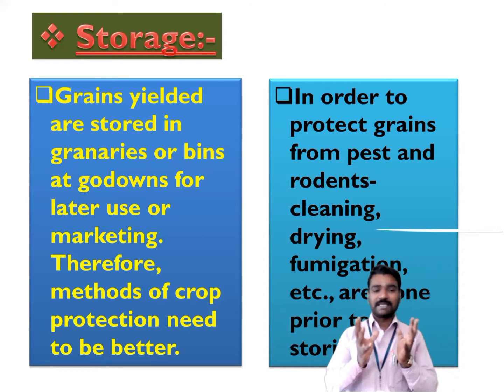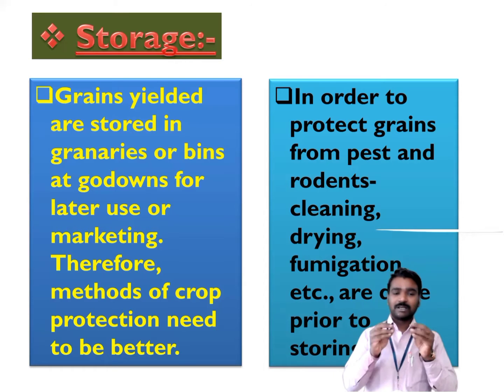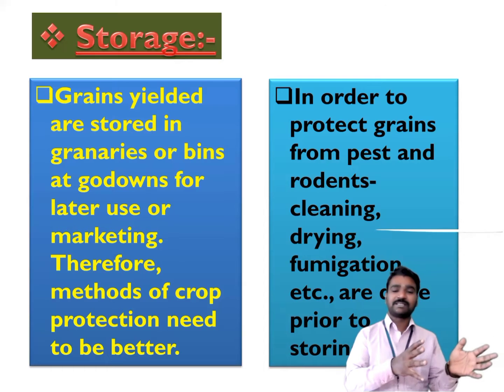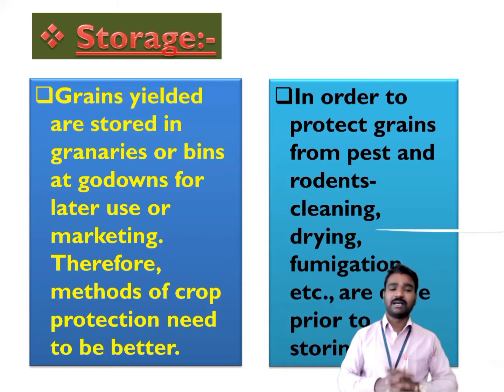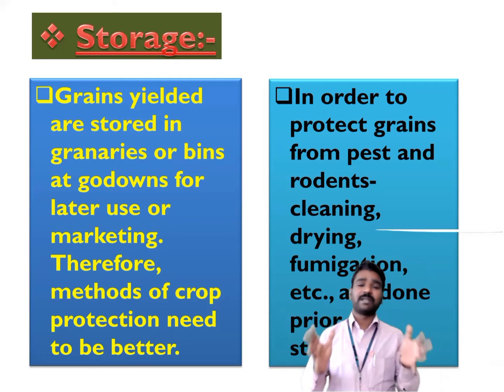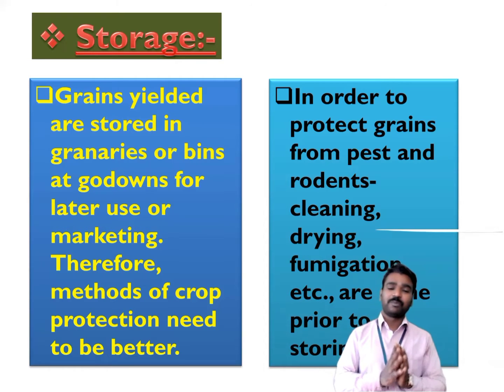Okay, so these yielded grains are stored in the granaries or in the bins, and these granaries and bins are kept in the godowns. So what is a godown? A godown is the place where farmers keep or store all their grains.